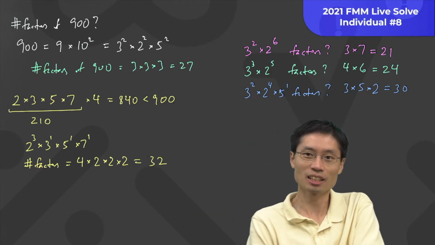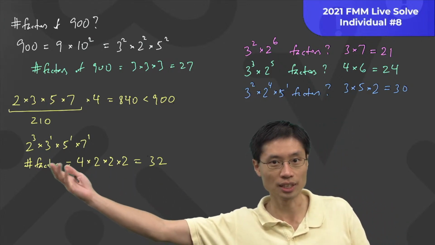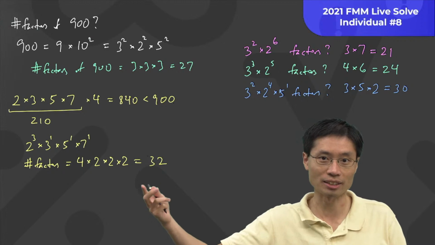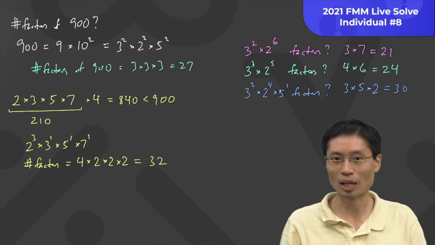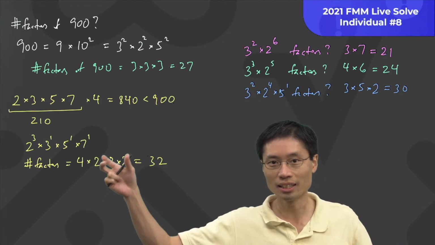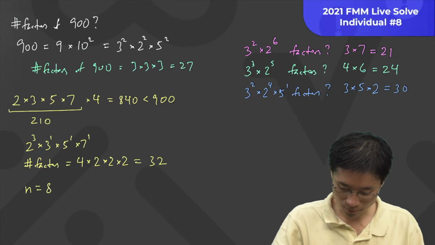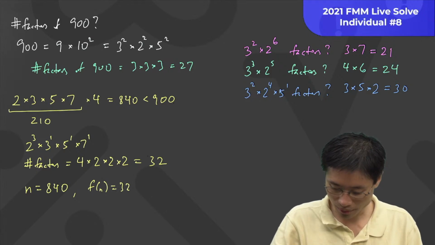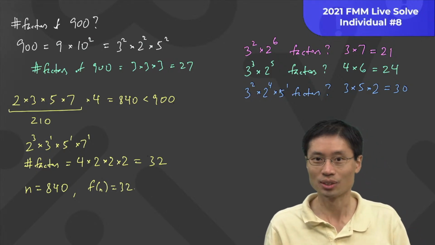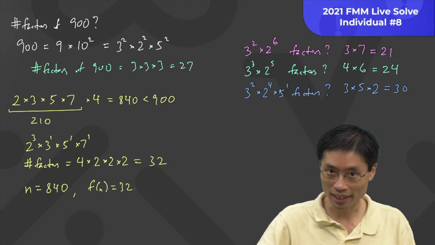So in that case, it looks to me like the best thing that I can do is indeed to have 4 of these different prime factors, and then I'll get 4 times 2 times 2 times 2, 32, okay? So I'm going to say that my n is my 840. My f of n is equal to 32, and the question asks for the sum. So 840 plus 32, I think that the answer is 872.